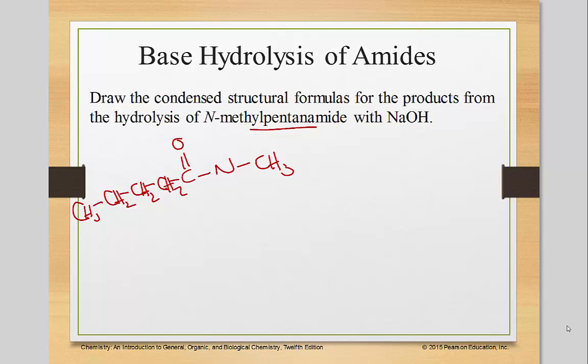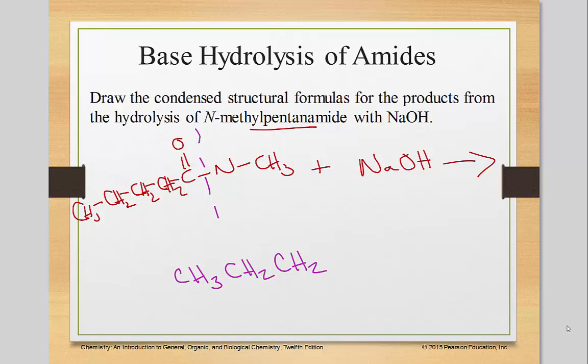We're reacting this with NaOH. This is the base hydrolysis. So we're going to break this up. I'm going to do this in a different color just so you can see. CH3, CH2, CH2, CH2. That's 4. Here's our 5th for pent with our oxygen. And this portion here, the O and Na, is going to produce our salt.